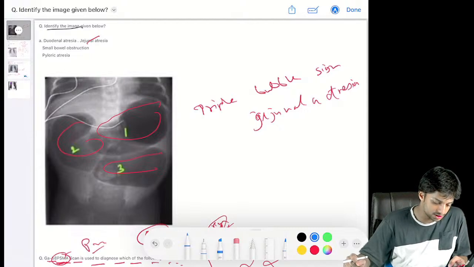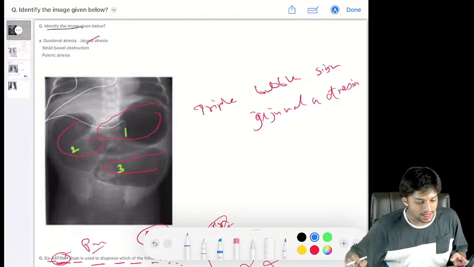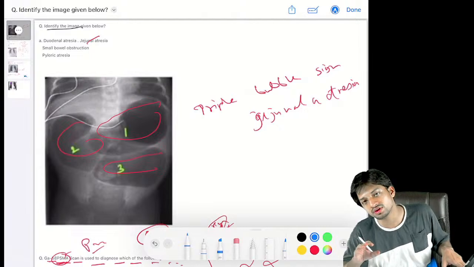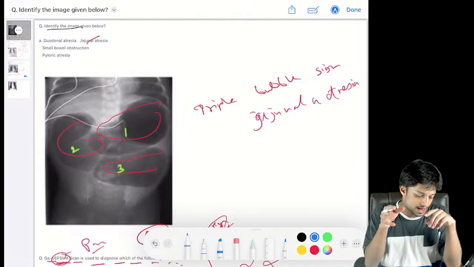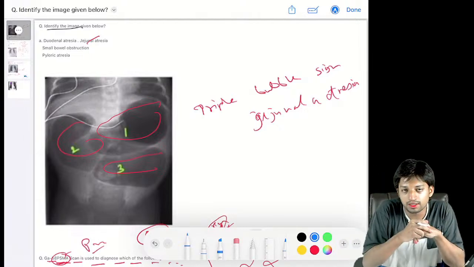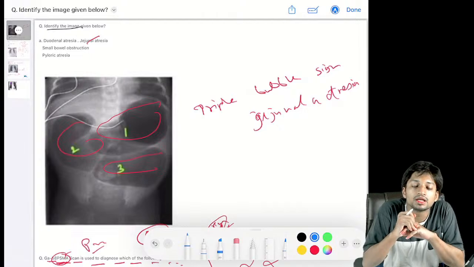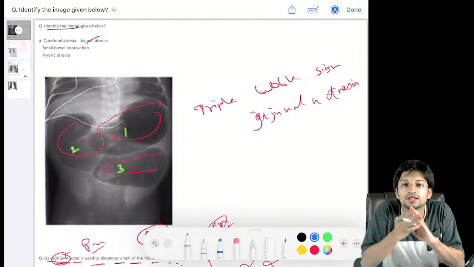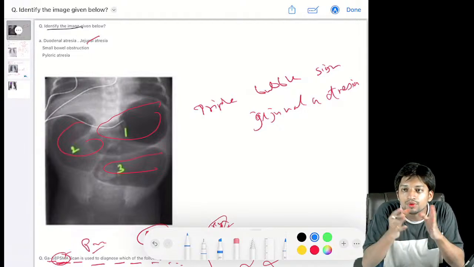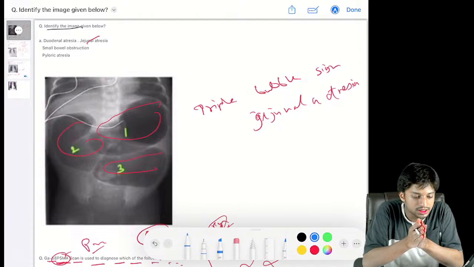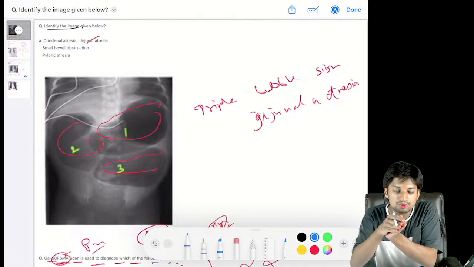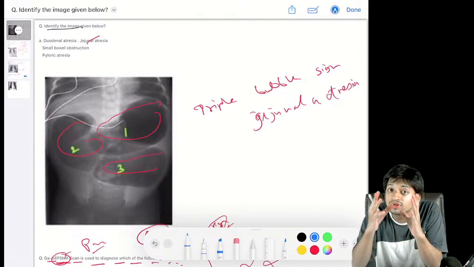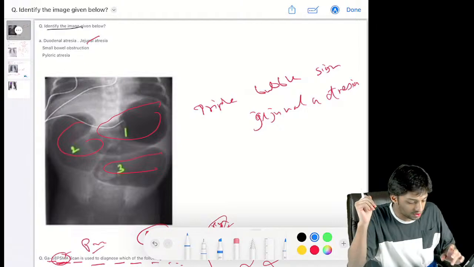See what is happening. In annular pancreas also you get double bubble sign. ठीक है? And in duodenal atresia also you get double bubble sign. Annular pancreas can also lead to duodenal atresia. What is happening in duodenal atresia? Beyond the duodenum there is blockage. ठीक है ना? Duodenum के नीचे beyond there is blockage, so there will be dilatation of the stomach and dilatation of the duodenum. Correct, Dr.